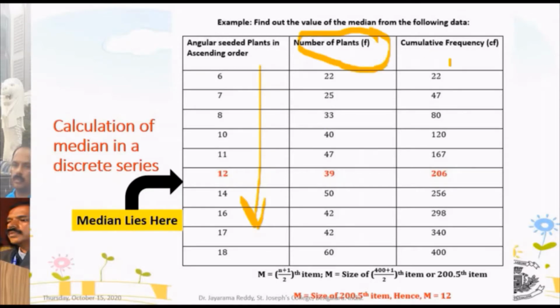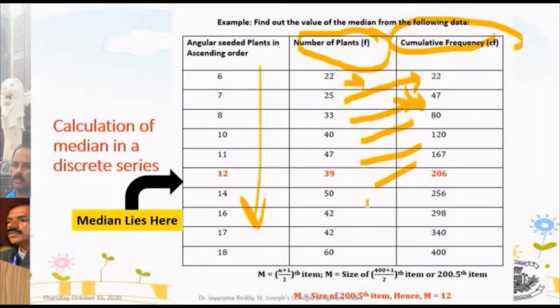The number of plants, that is the frequency; we have to calculate the cumulative frequency by adding up the values diagonally. You can see 22, you can directly add it. Next, 25 and 22 are added to make it 47. Similarly, 33 and 47 are added, you get 80. 40 and 80 are added, 120. 47 and 120, 167. 50 and 167, 206. 42 and 206, 256. Like this, you have to add the values diagonally and you will get the cumulative frequency. The last value, 400 in this table, is the total cumulative frequency.